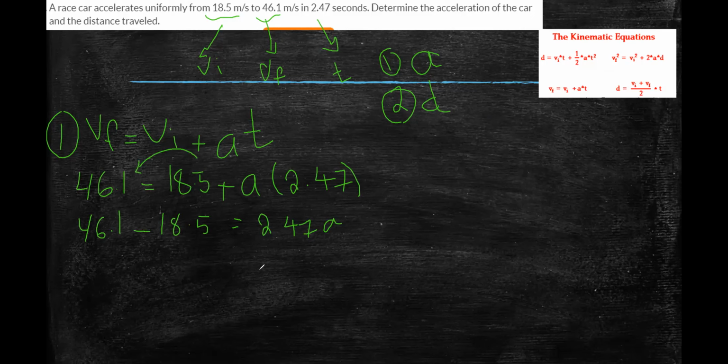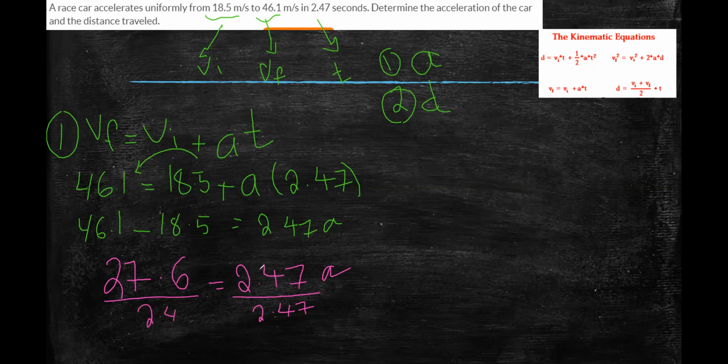Then after that, 46.1 minus 18.5 is 27.6, which is equal to 2.47A. Divide by 2.47, divide by 2.47. You will now have that A is equal to 11.17 or 11.2 meters per second squared. So now I have A.